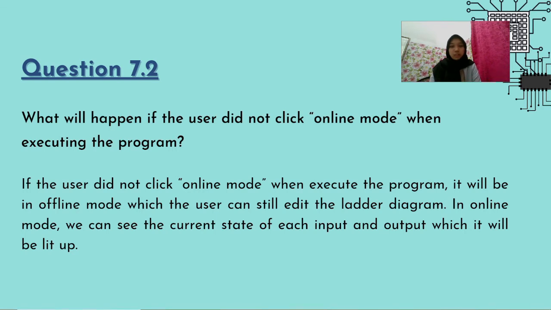Question 7.2 asks what will happen if the user did not click online mode when executing the program. From here, if the user did not click online mode when executing the program, the program will be in offline mode, in which the user can still edit the ladder diagram.